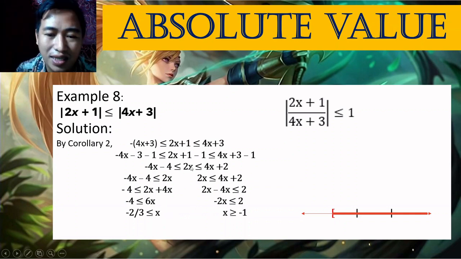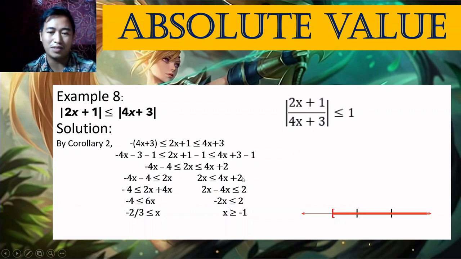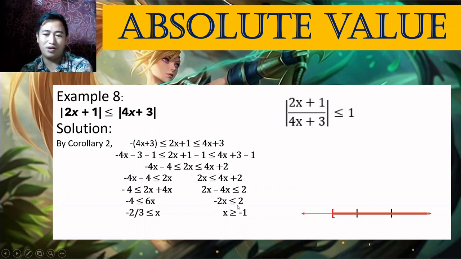Next, 2x less than or equal to 4x plus 2. Transfer 4x, so negative 2x less than or equal to 2. Then multiply both sides by negative 1/2. When we multiply by a negative number, the inequality changes direction, so x is greater than or equal to 2 times negative 1/2, which is negative 1.